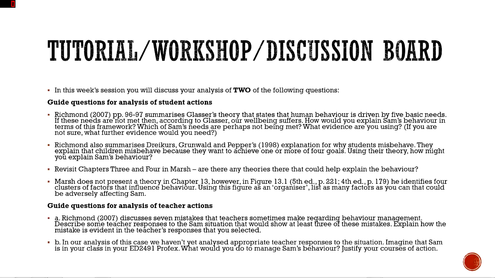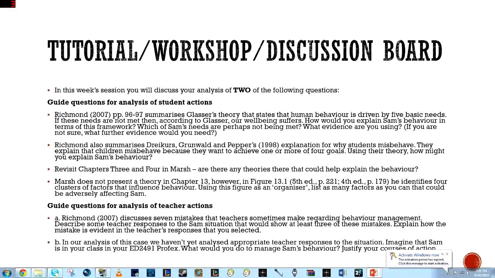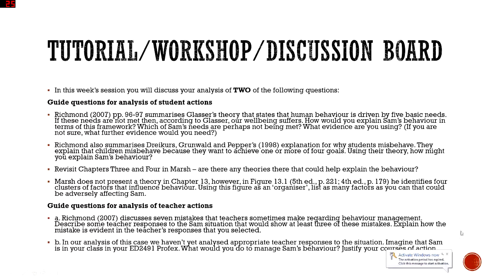Now, looking at the guide questions for analysis of teacher actions, Richmond discusses 7 mistakes that teachers sometimes make regarding behaviour management. Describe some teacher responses to the Sam situation that will show at least 3 of these mistakes. Explain how the mistake is evident in a teacher's response that you selected.